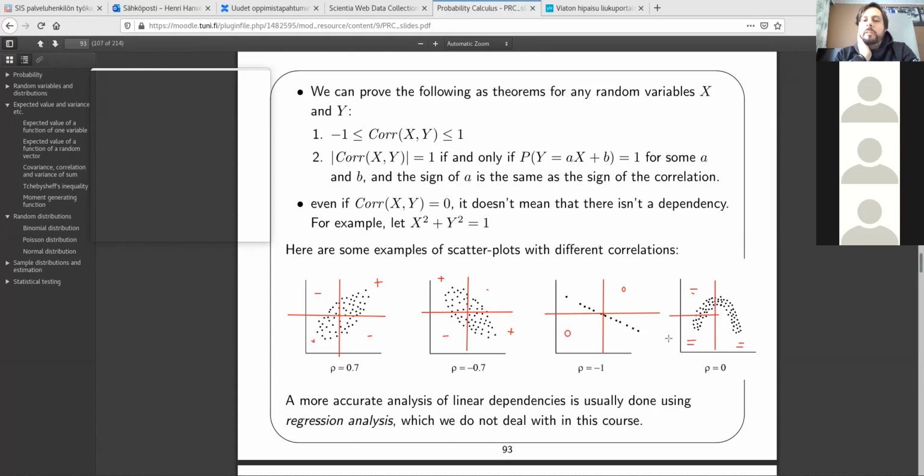A more accurate analysis of linear dependencies, and between multiple variables as well, can be done using regression analysis. Since this is just an introductory course to statistical analysis and statistical inference, we're not going to discuss regression analysis in this course. But it's definitely something that you should study if you are going to study statistical inference. Regression analysis, I think, is the next go-to thing after this course. Any course that contains regression analysis would be highly recommended.